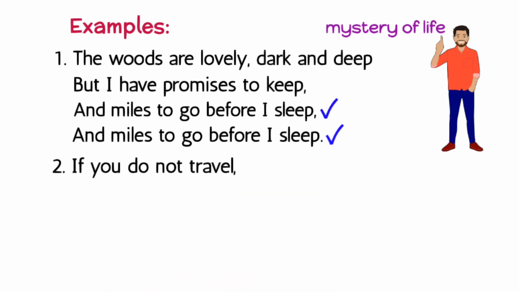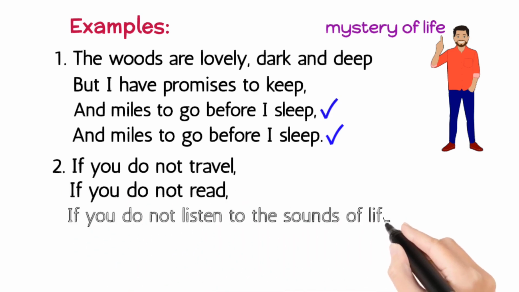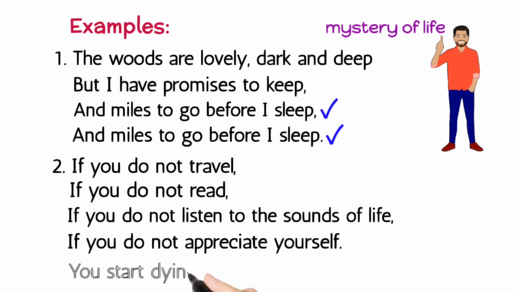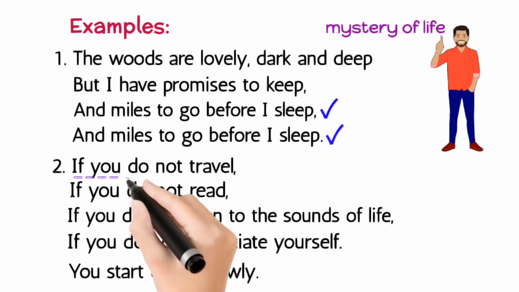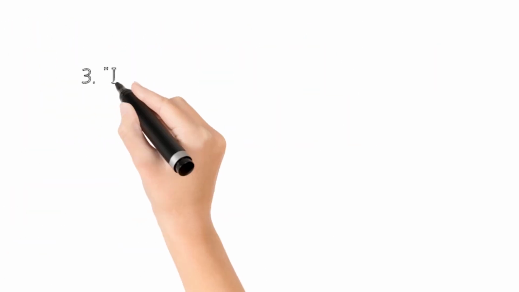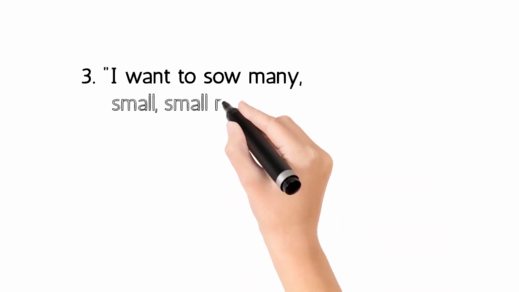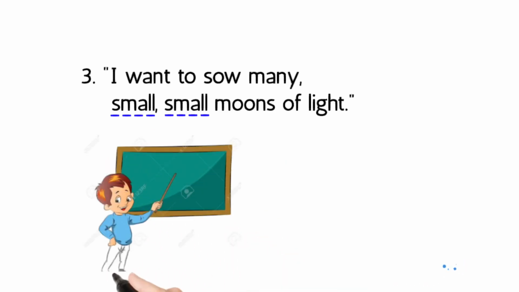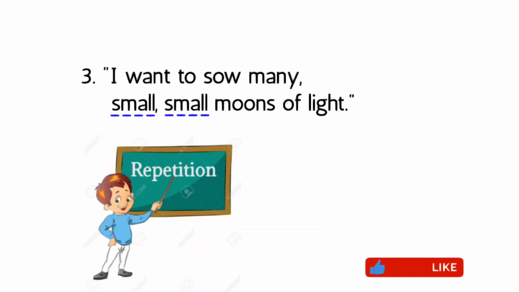If you do not travel, if you do not read, if you do not listen to the sounds of life, if you do not appreciate yourself, you start dying slowly. In this example, the group of words "if you do not" is repeated. Let's see one more example. I want to sow many small moons of light. Here, the word small is repeated to create rhythm and bring our attention to an idea. This is what is called repetition.